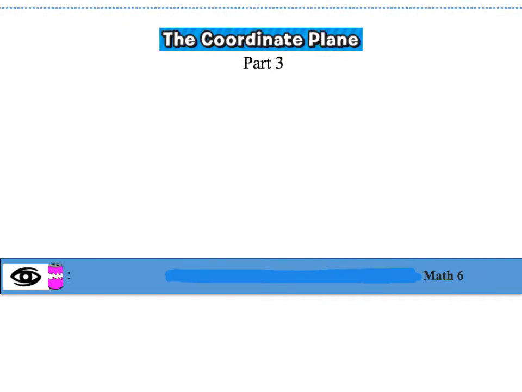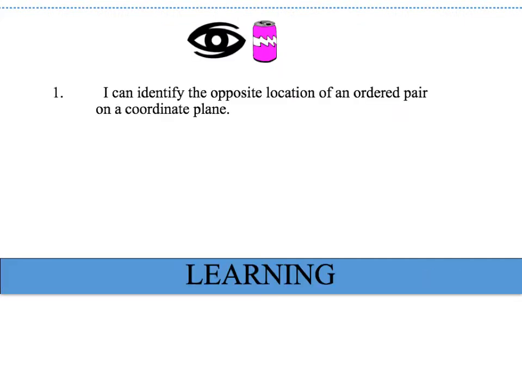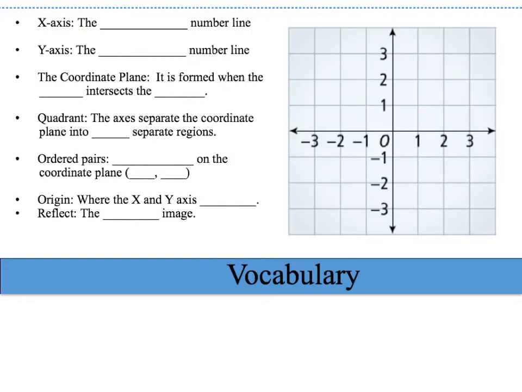Welcome to this lesson on the coordinate plane part 3. Please be sure you have these notes in front of you so that we can begin our lesson. The I can statement for this lesson says I can identify the opposite location of an ordered pair on a coordinate plane. So let's start discussing some of the vocabulary words that we should be familiar with.